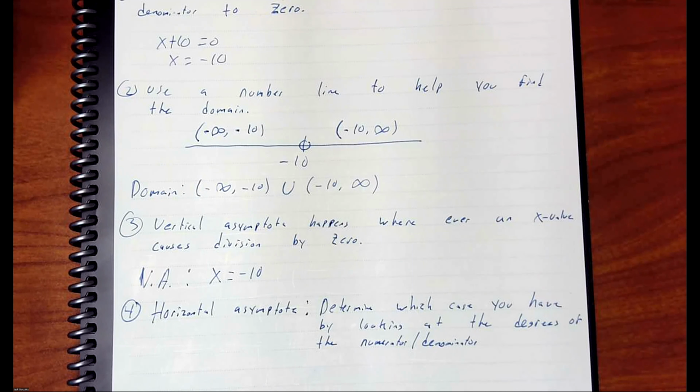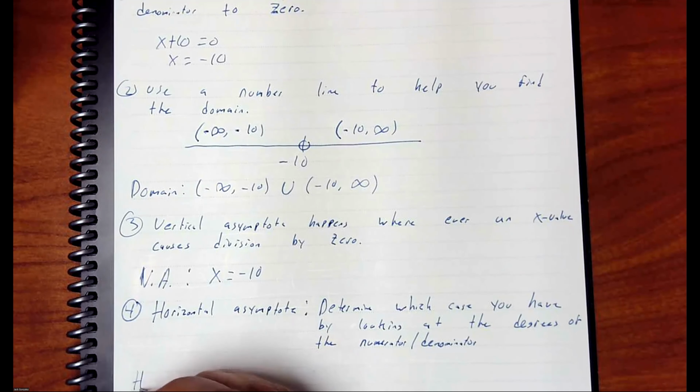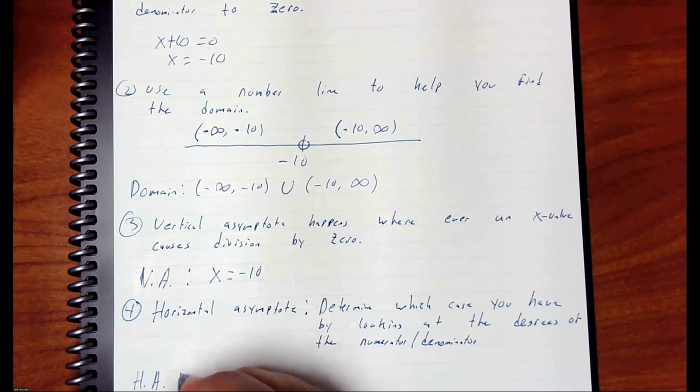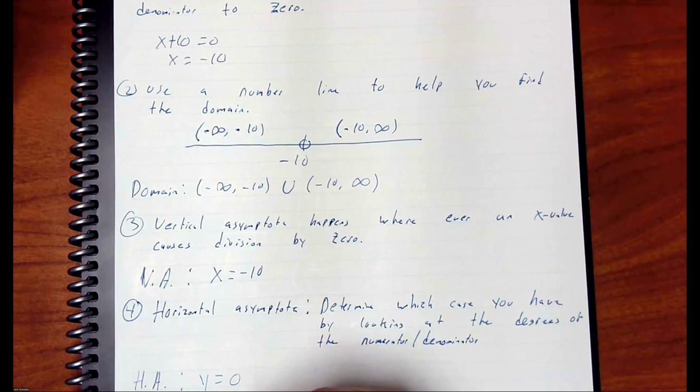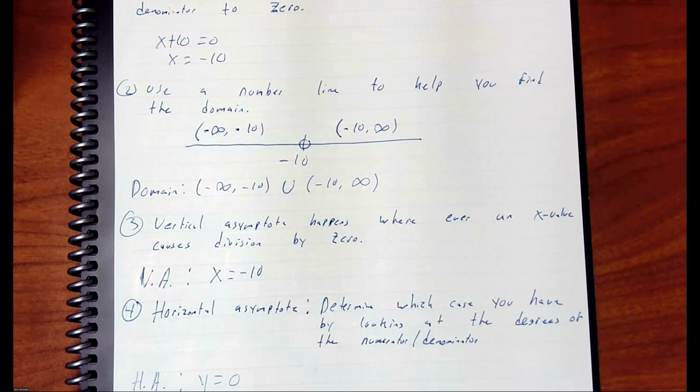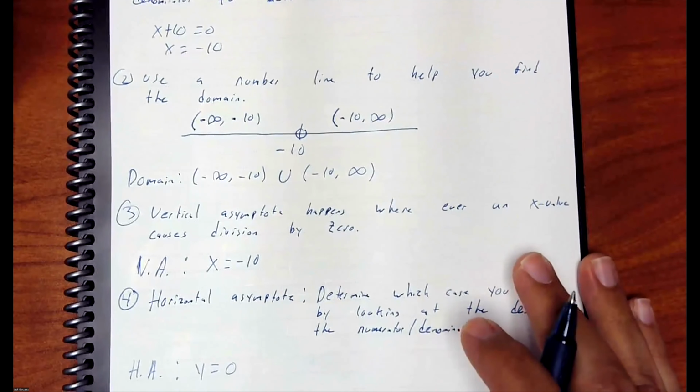So which one's bigger? Based on that PDF I sent you, if the degree in the bottom is bigger, the horizontal asymptote will be y equals 0. You have to put y equals. So the horizontal line y equals 0 is the horizontal asymptote.